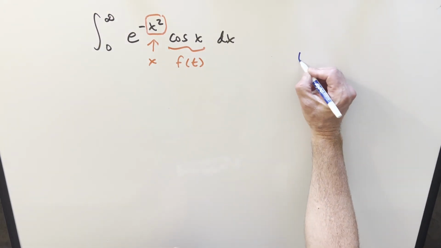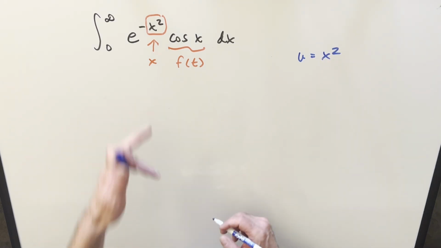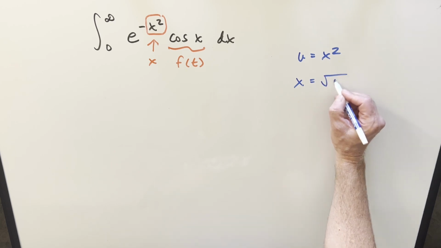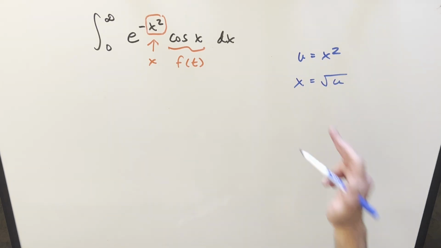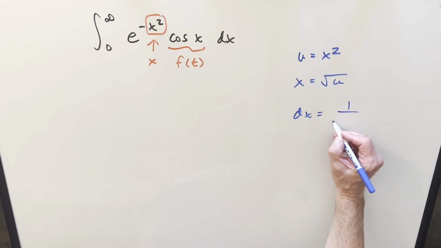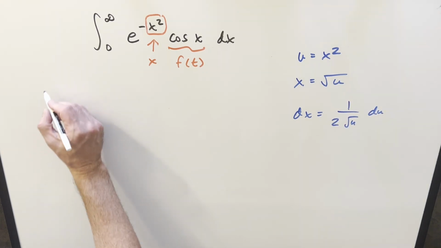Well, if we want to do this by Laplace transforms, what we can do is just a U-substitution to clean up that exponent. If I make u equal to x squared, that's going to fix that part. Get a value for x, which is going to be square root of u. Take a derivative on this, so then dx is going to just be 1 over 2 square root of u du.